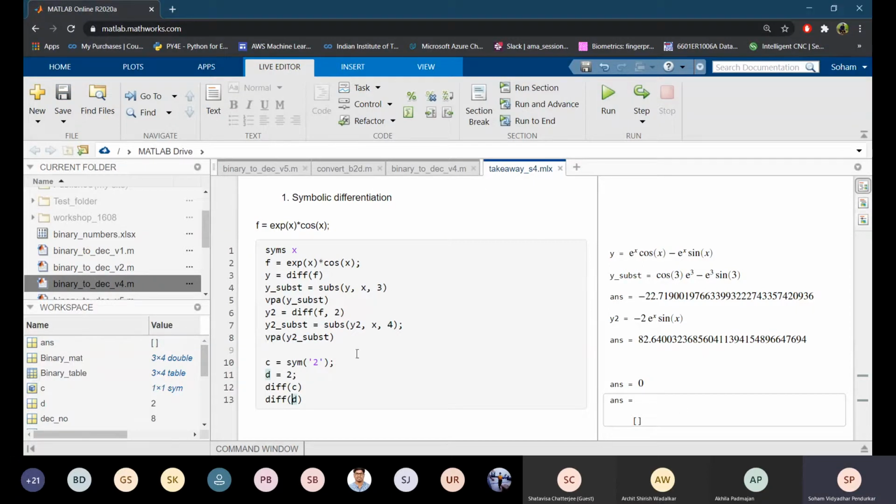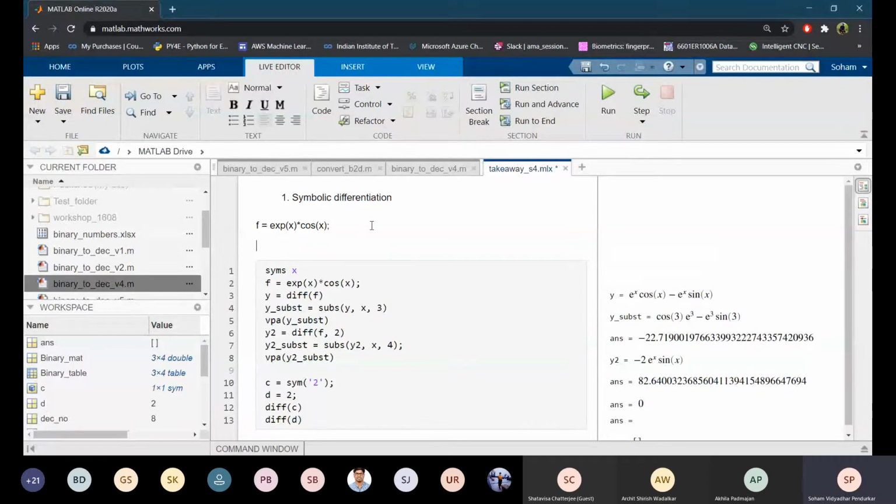Okay. What else in the symbolic toolbox? One more thing is, suppose there are two variables inside the function, and you want to partially differentiate with respect to one of the variables. So now what you will do is you define the other variable. Now this was for one variable.